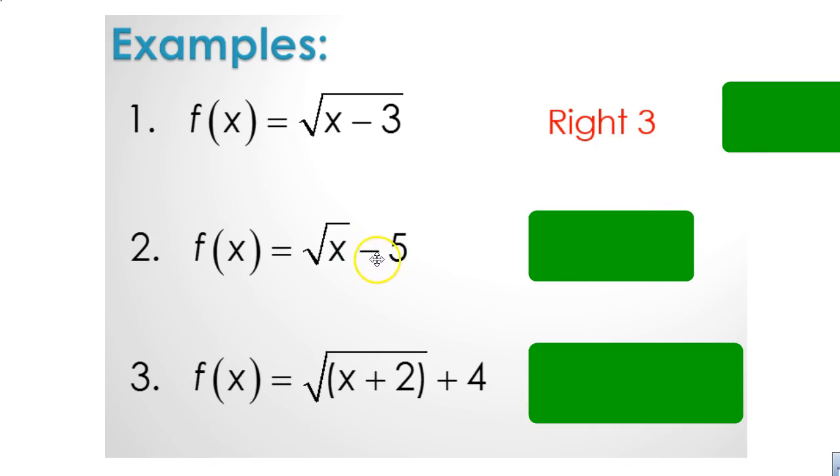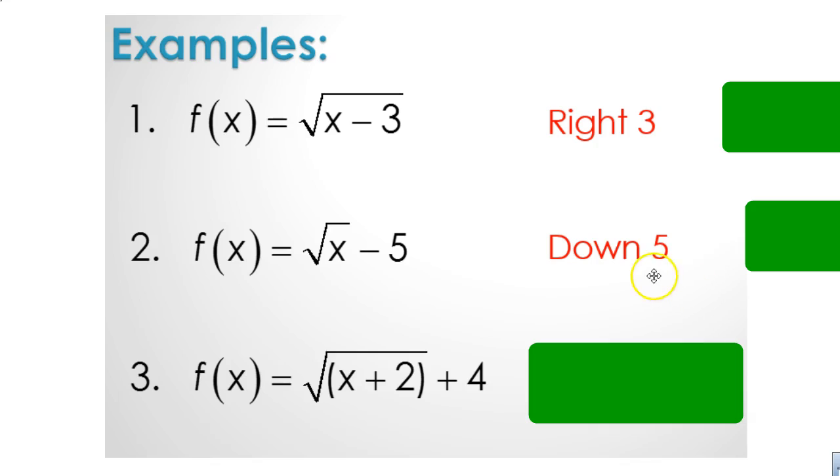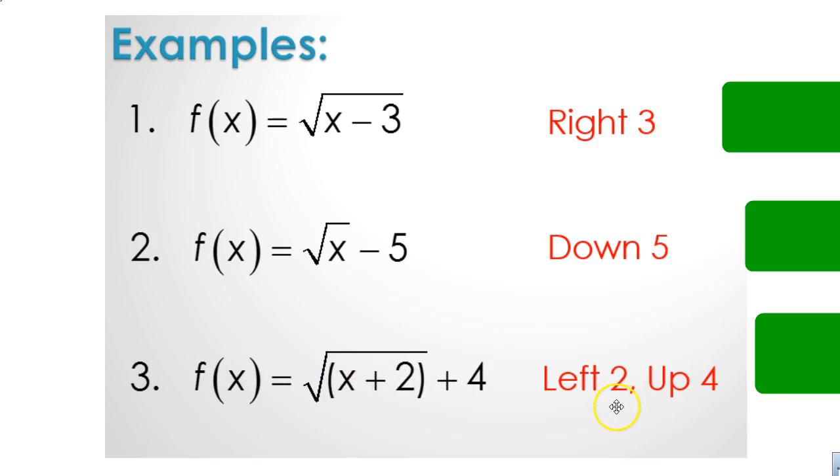Minus 5 in question 2, the square root of x minus 5, is outside of the radical. So that's up or down, and it's exactly the way that we think it should be. Minus 5 is going to be a shift down 5. And for number 3, we've got the opposite of 2, which is left 2, and up 4. So you've got to get used to the fact that in the parentheses, if it's plus, it's left. If it's minus, it's right. But outside, it's exactly what you think. Down is negative, up is positive.